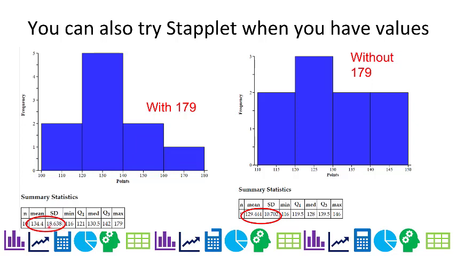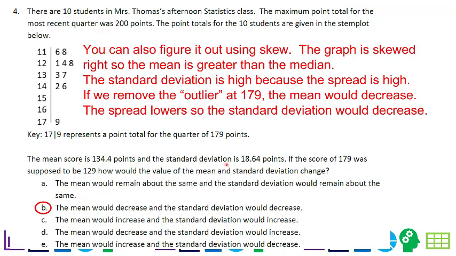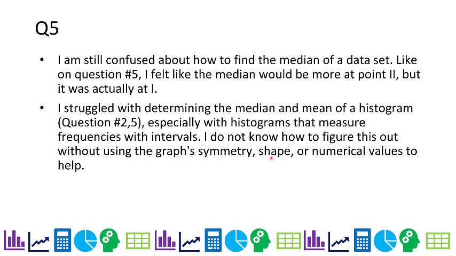Your mean is 134.4. Standard deviation is 18.6. Now, if we change that 179 to a 129, the mean goes down, like I indicated, and your standard deviation goes down because you have less spread. So, the graph is skewed right, so the mean is greater than the median. The standard deviation is high because the spread is high. If we remove the outlier, the mean would decrease, and the spread lowers, so the standard deviation would decrease.